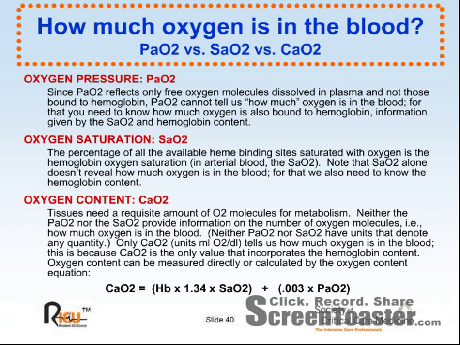The percent of all of the available heme binding sites saturated with oxygen is the hemoglobin oxygen saturation. SaO2 alone doesn't reveal how much oxygen is in blood. Only the oxygen content tells us how much oxygen is in the blood. This is because oxygen content is the only value that incorporates the hemoglobin content. Oxygen content can be measured directly or calculated by the oxygen content equation.